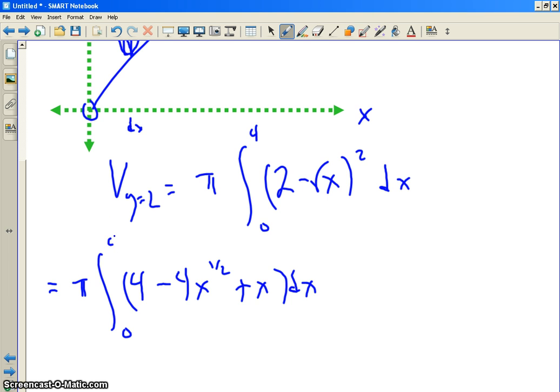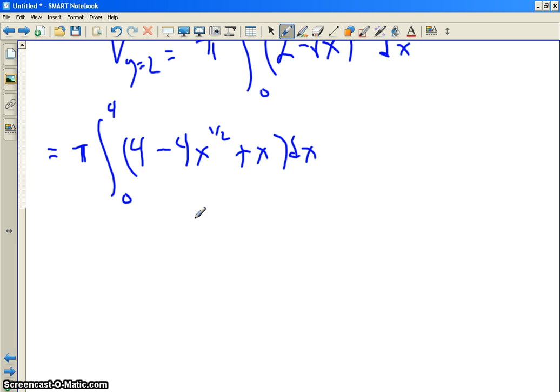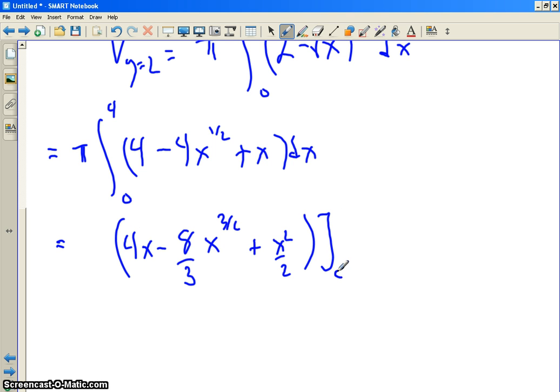Are you ready to anti-differentiate now? What are the antiderivatives? 4x minus, well, x to the 1/2 becomes x to the 3/2 times 2/3, but we had times 4, so 8/3, plus x squared over 2. Now, this is going to be evaluated by first fundamental theorem from 0 to 4. 0 is nice because what? Drops out, so we really have to evaluate 4.